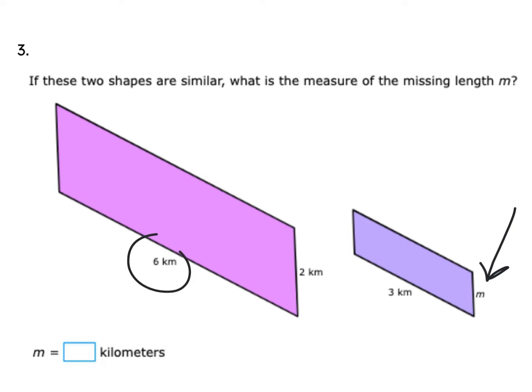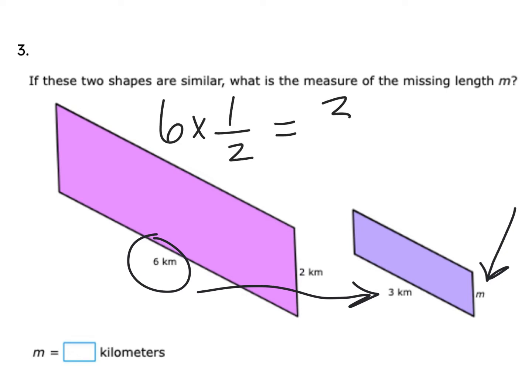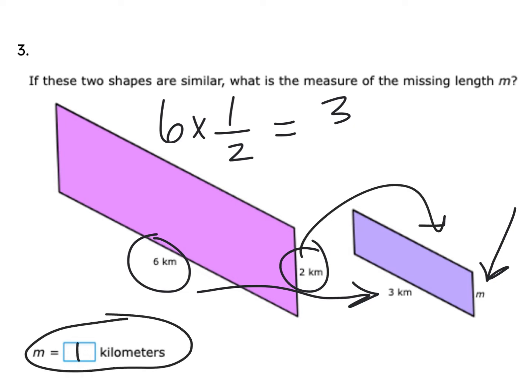To go from a 6 down to a 3, we have to figure out what that scale factor is. It seems like that's half the size. So 6 times a half would be 3. So I would use that same scale factor and cut 2 in half, and that would become 1. So our measure would be 1.